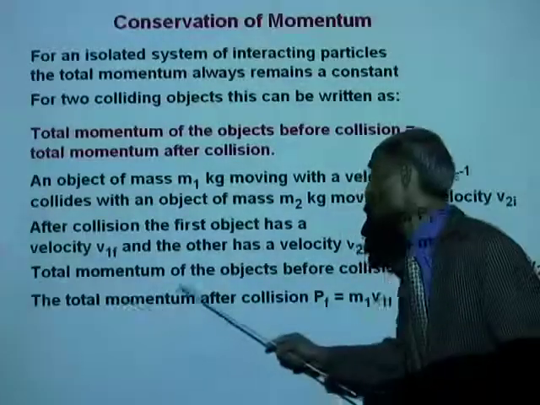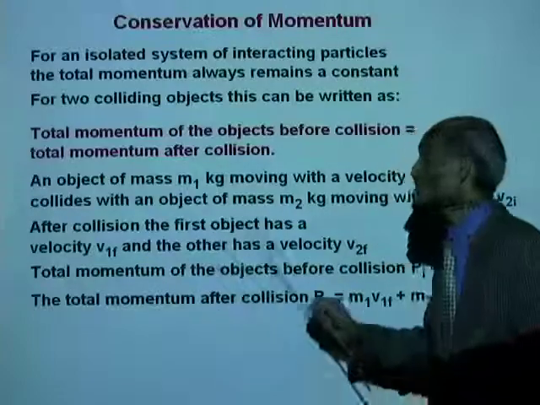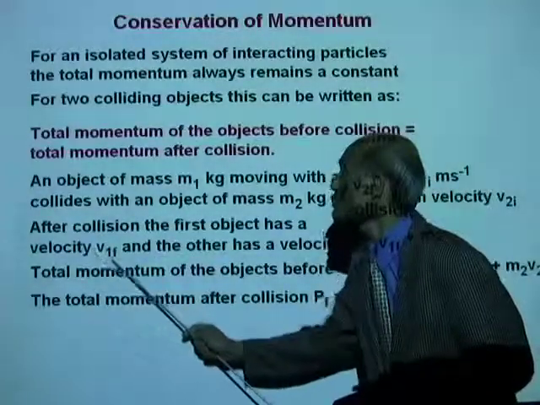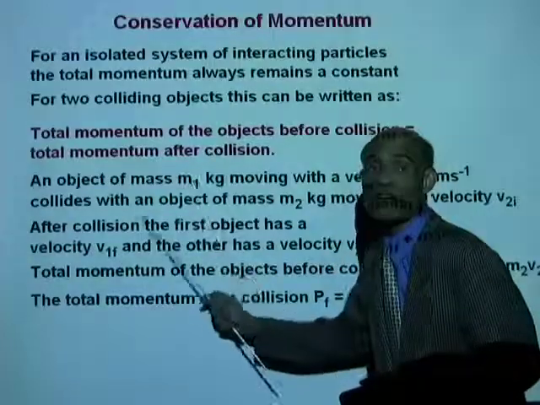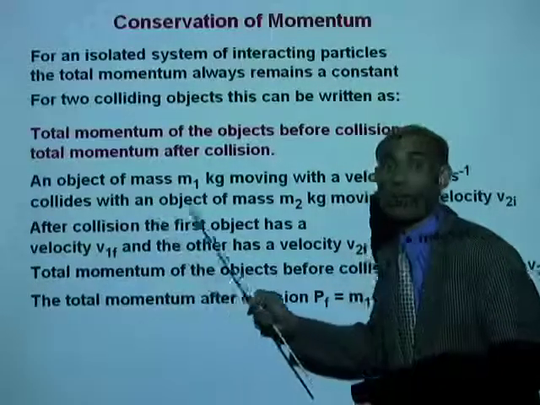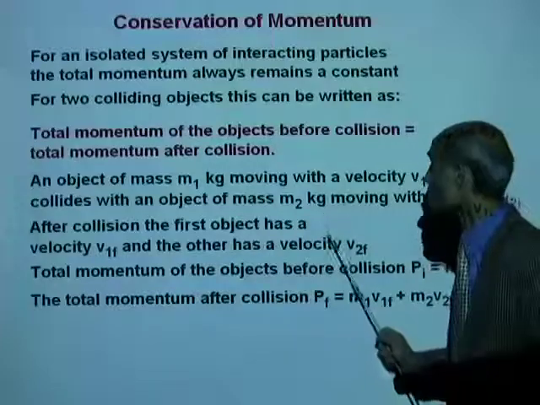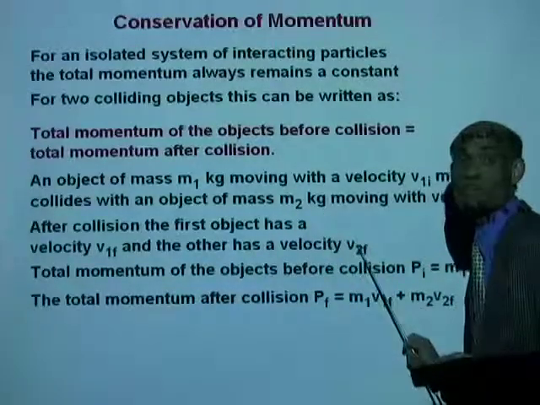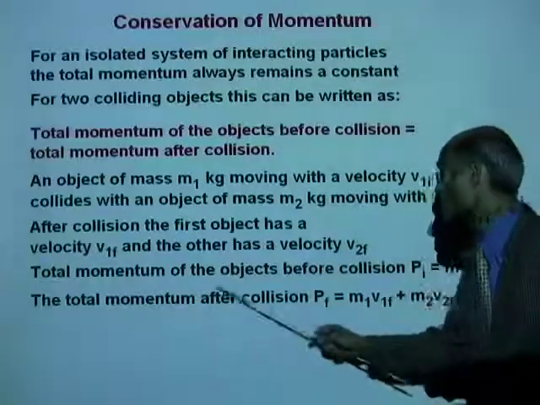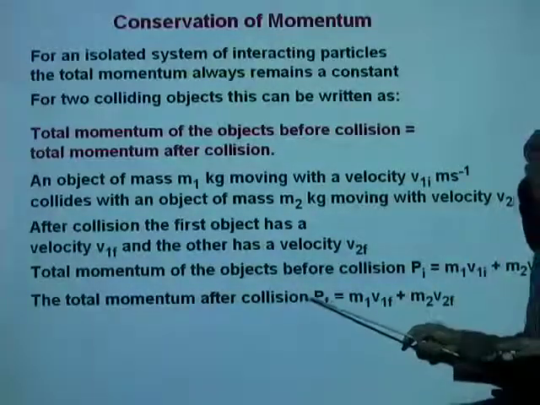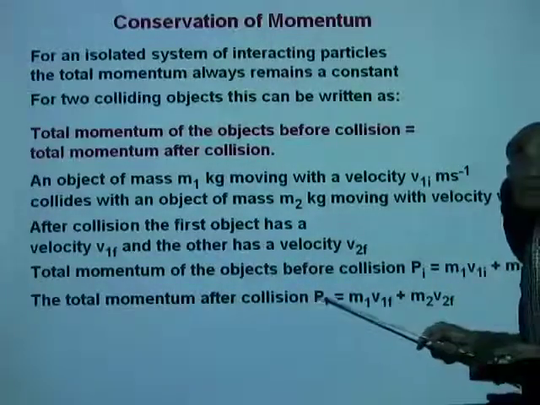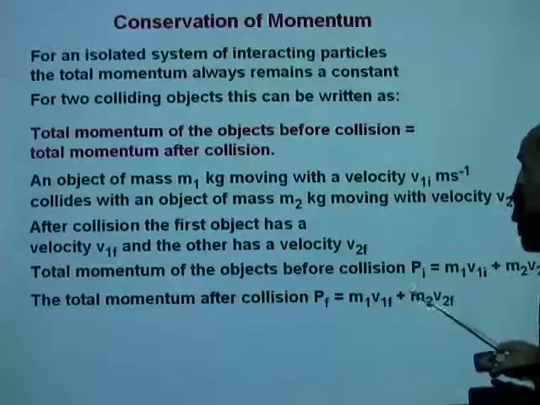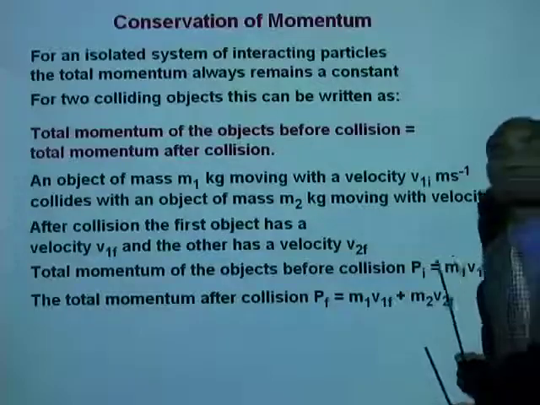What is the total momentum after collision? The momentum of the first object after collision will be m1 v1f, and the momentum of the second object after collision will be m2 v2f. The total momentum after collision will be Pf. Final momentum is m1 v1f plus m2 v2f.